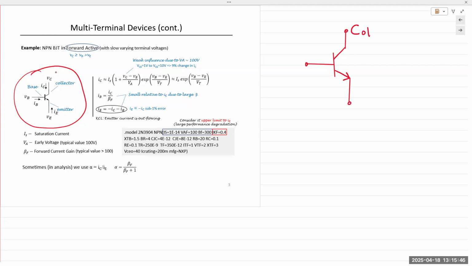This is known as the collector. The terminal with the arrow is labeled as the emitter. And then the third terminal is the base. C, B, and E. Okay, C, B, and E.